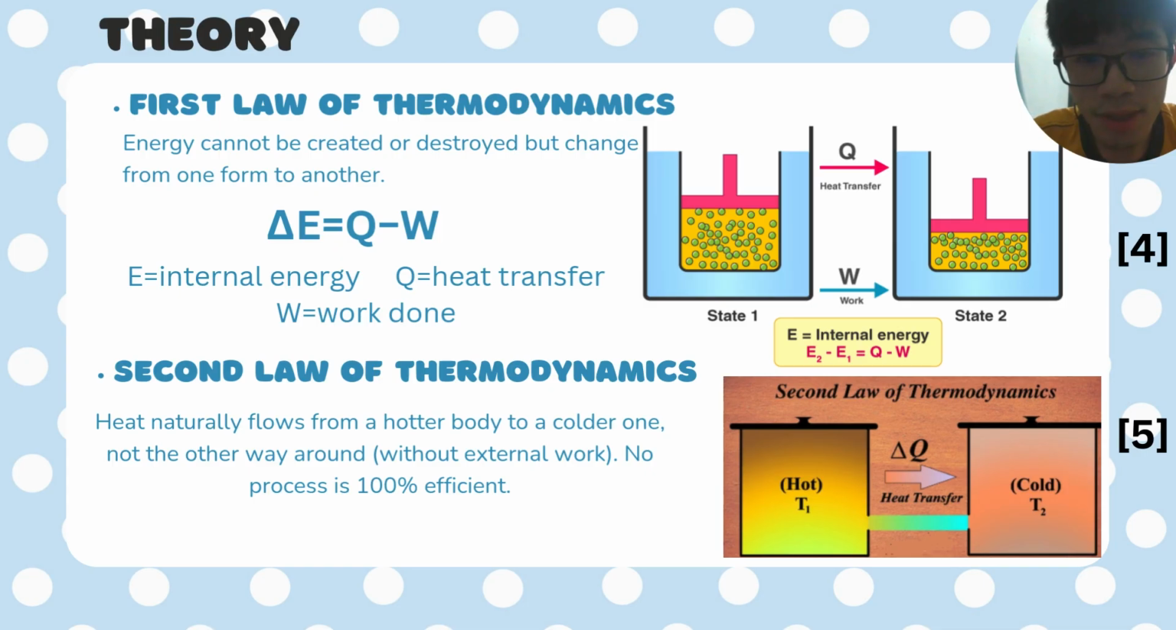Next is the theory part. In this experiment, we are applying the first law and the second law of thermodynamics. The first law says that energy cannot be created or destroyed but changed from one form to another form. It can be expressed by the equation, change of E equals Q minus W, where E is the internal energy, Q is heat transfer, and W is the work done. The second law of thermodynamics says that heat naturally flows from a hotter body to a colder one, and not the other way around if there is no external work. Additionally, there is no process which is 100% efficient.